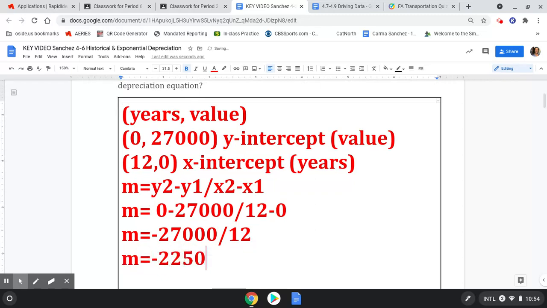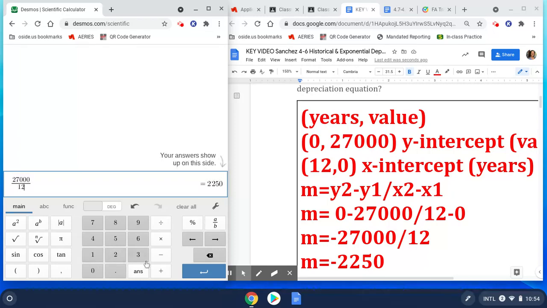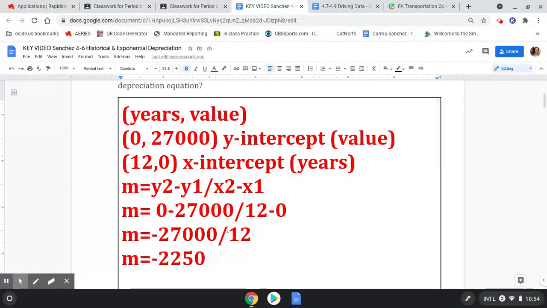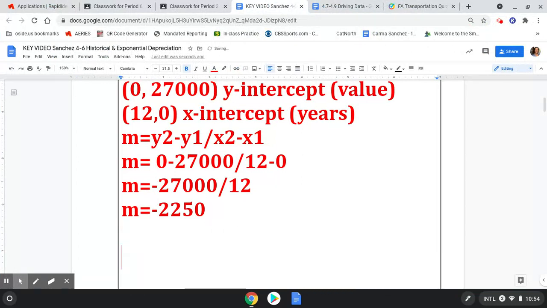Let me see if I'm remembering that correct. Let's go do it in Desmos. So 27,000 divided by 12. Yep, negative 2250. Okay, good. So that's the slope. So what if I wanted to go write the equation for this? You could write with the first linear form, slope-intercept form.